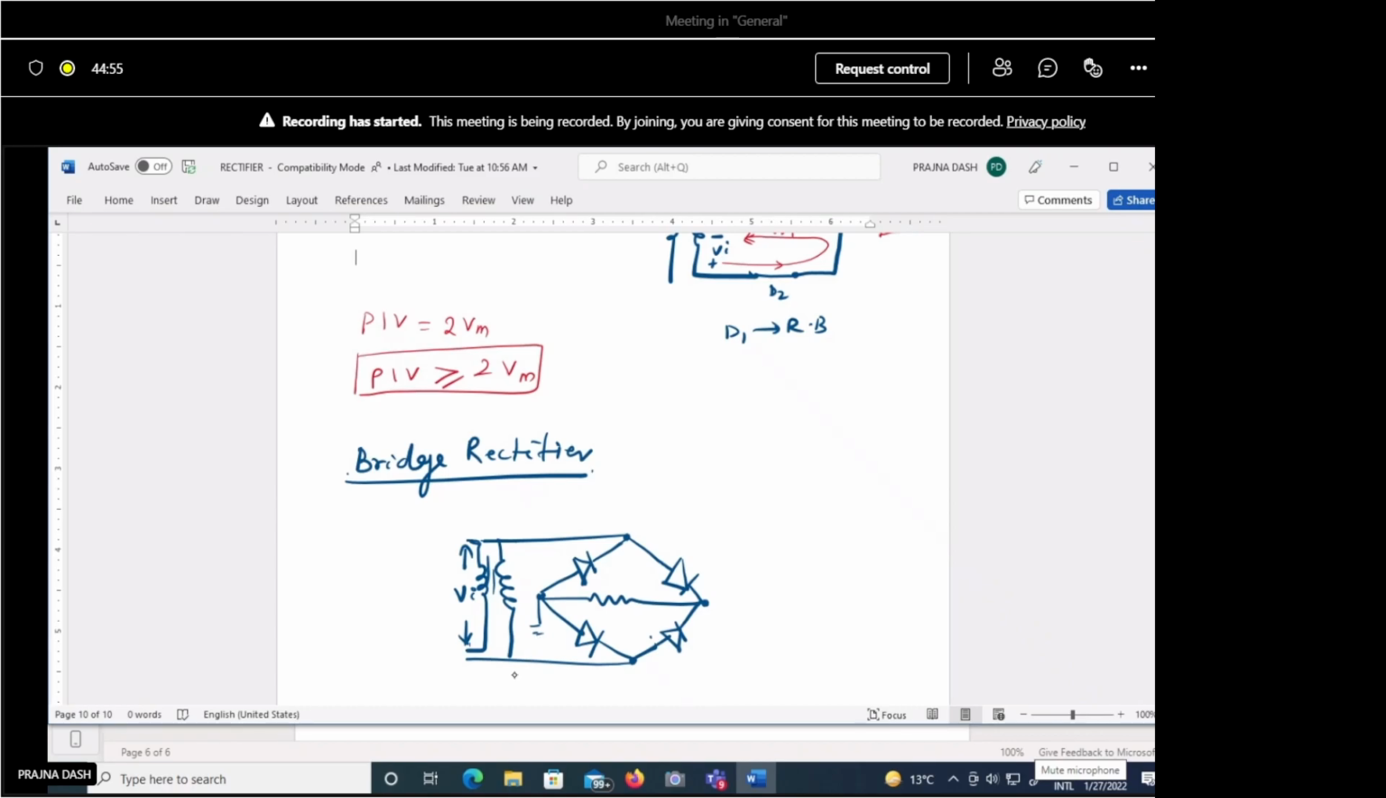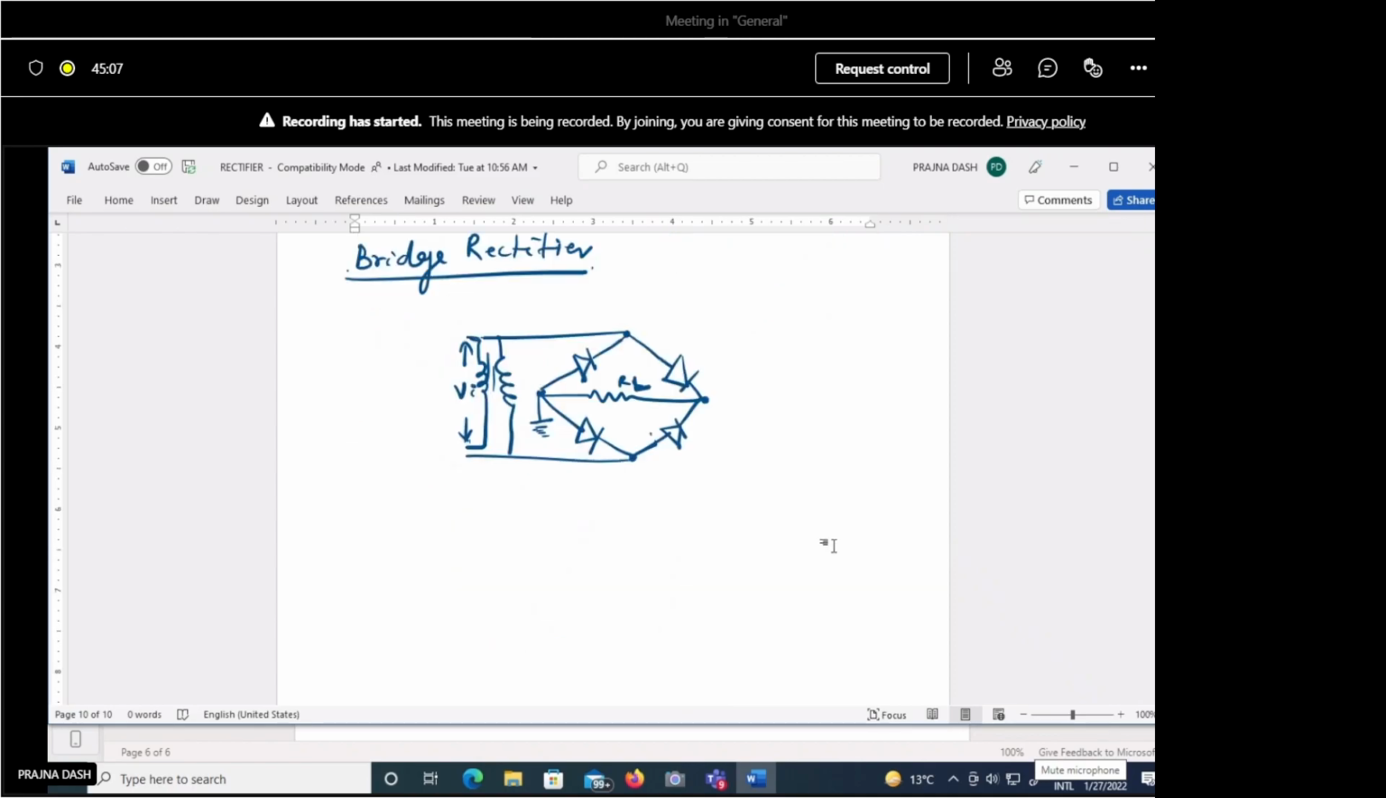So this will be the RL. Either you can make the circuit like this, or directly somewhere you connect here and put the load outside also. Okay, so use whatever feasible way you can. Let's say this diode is D1, this is D2, this is D3 and D4. Four diodes are used here.